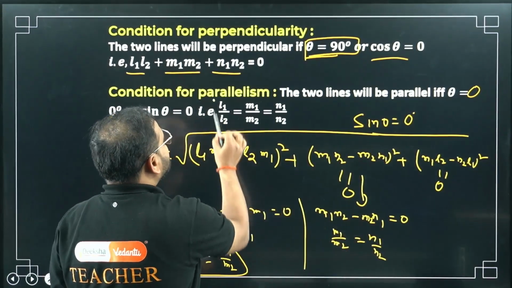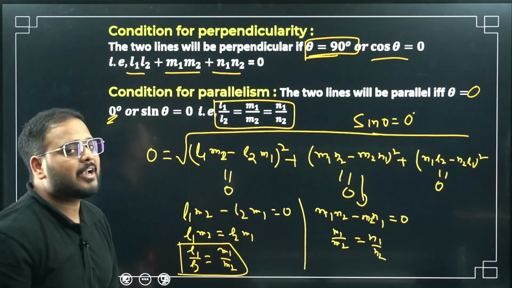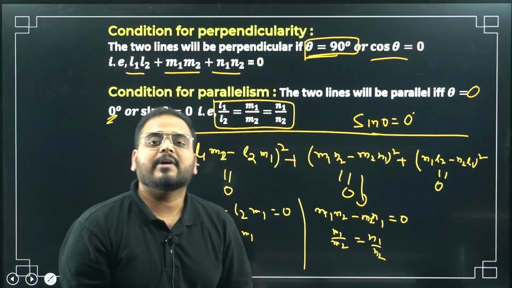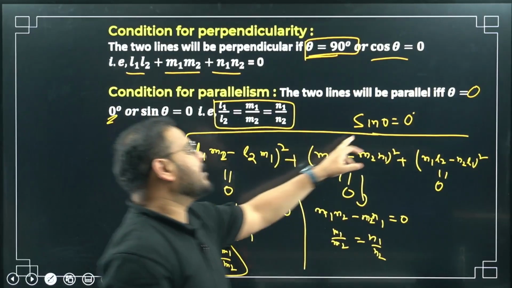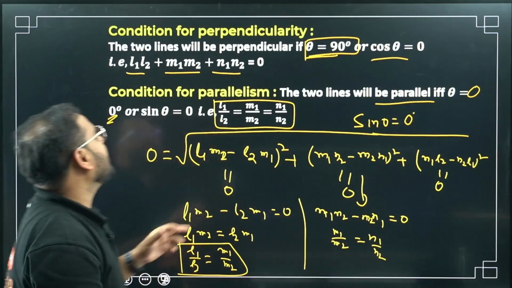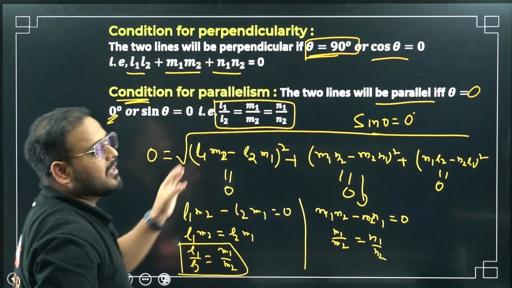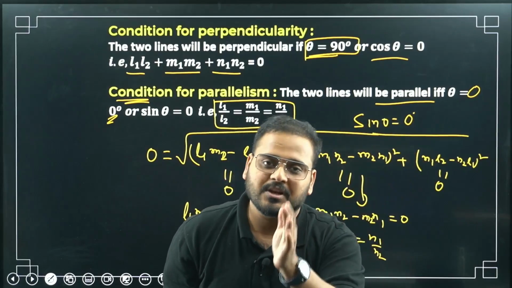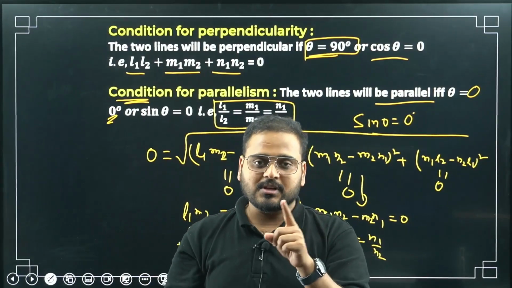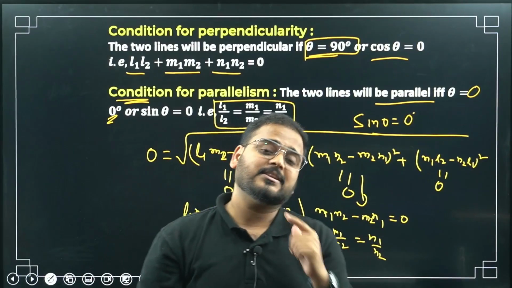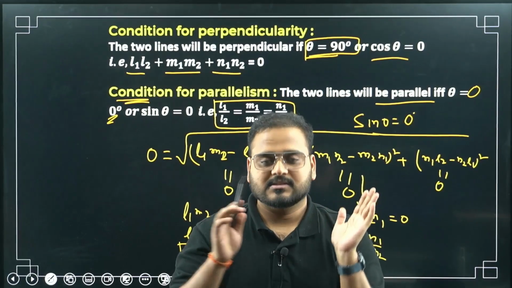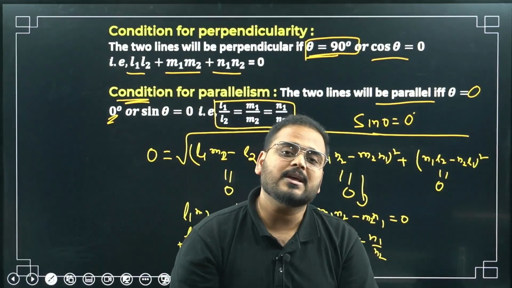So I can write this result: l1 by l2 equals m1 by m2, which is also equal to n1 by n2. And how did we get this result? When I took the lines to be parallel, when I took theta to be 0 degrees. So for parallel lines, the condition remains what? The ratio of the direction cosines will be proportional. Repeat after me if you're watching this video. The ratio of the direction cosines will be proportional, and for the perpendicular lines, the sum of the product of the direction cosines will be 0.